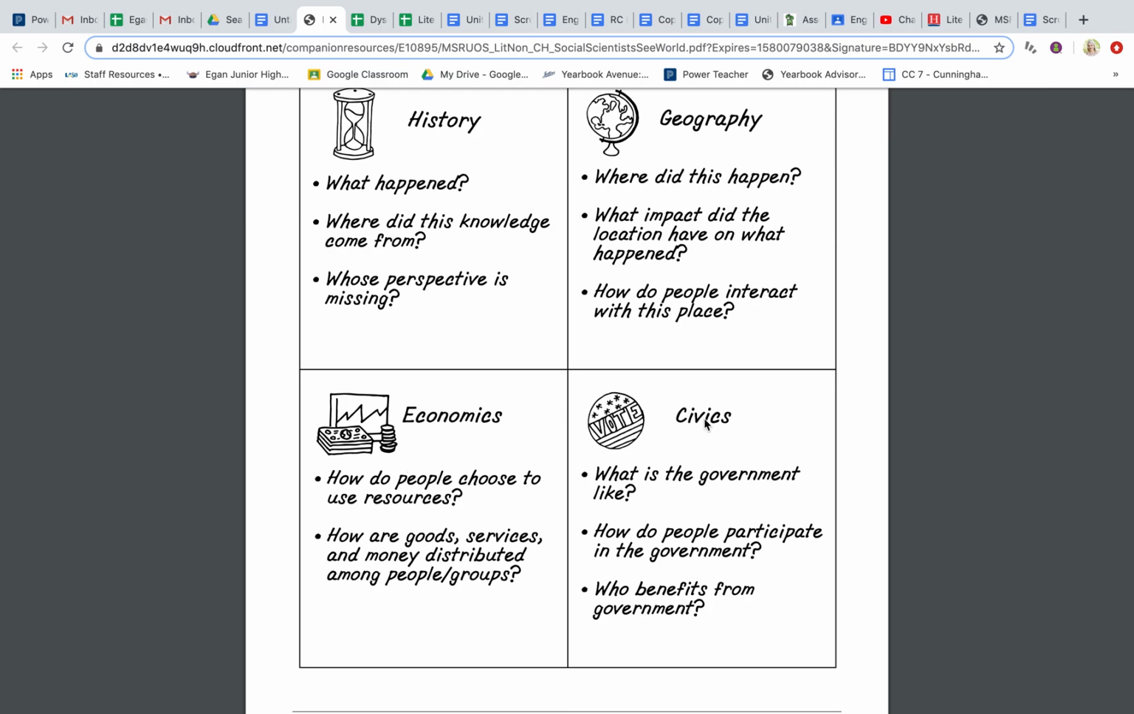The next one is civics, or otherwise government. So what's the government like? What's the government setup? A lot of the time, government does have a huge influence on history, geography, economics, all that stuff. So you are going to see that in your literary nonfiction books. How do people participate in the government? And just being aware of that. Who benefits from the government?